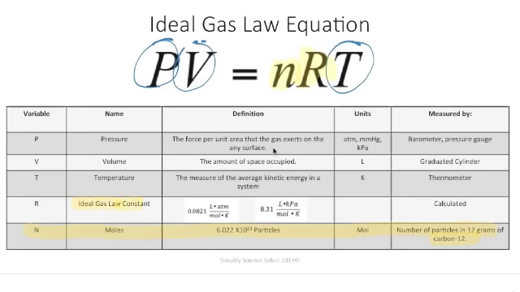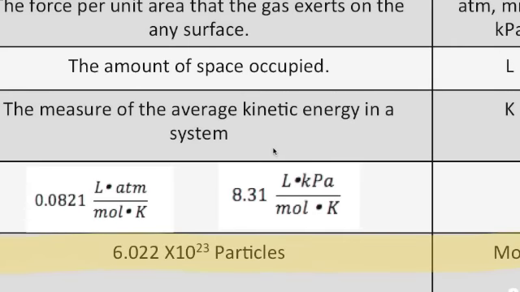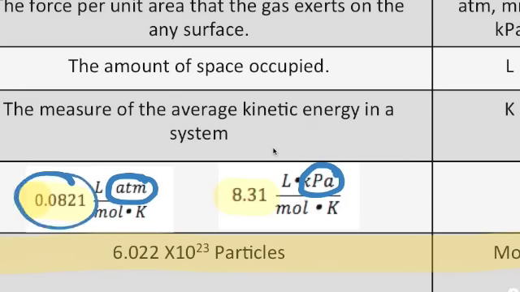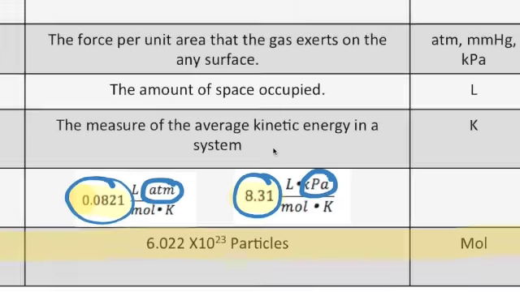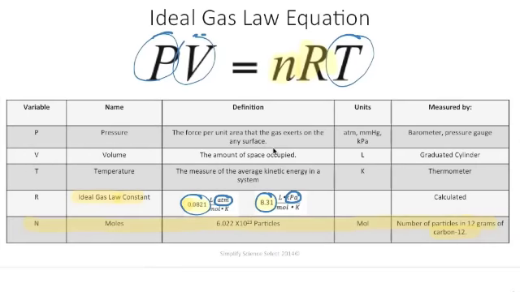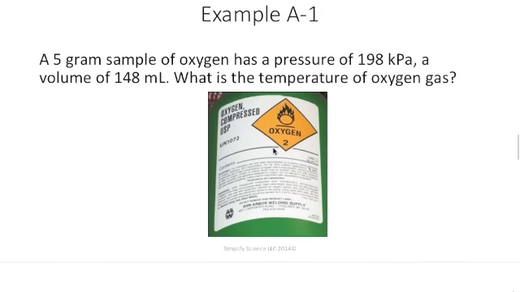We have basically two definitions or units for it, two numbers. We can either have 0.0821 or 8.31. Now basically all of this depends on what our pressure is. If our pressure is in atmospheres, then we'll use this number. If our pressure is in kPa, we will use this number. So it just varies depending on what our pressure is going to be. So this is our ideal gas law. Let's go ahead and jump into a problem and let's use it.